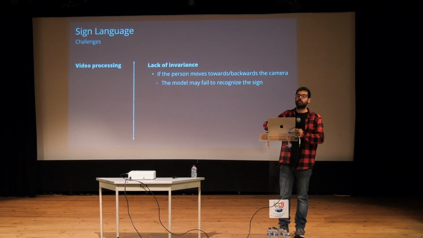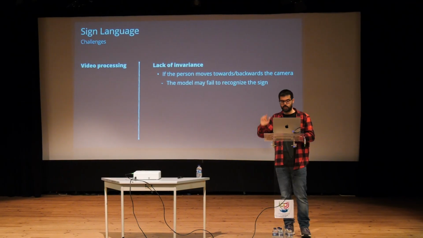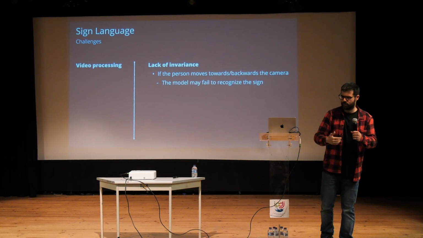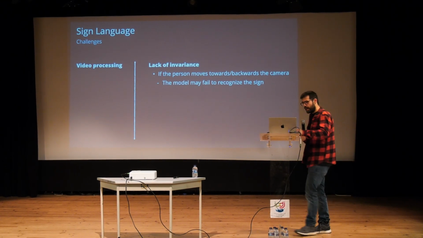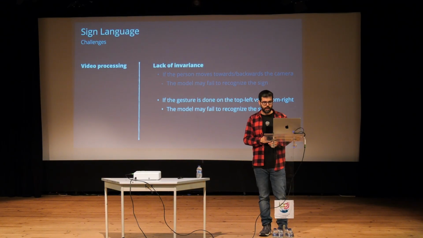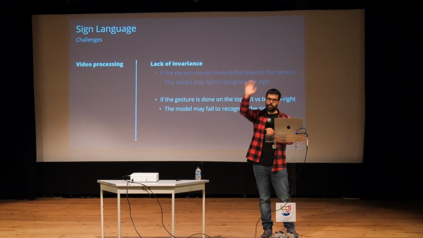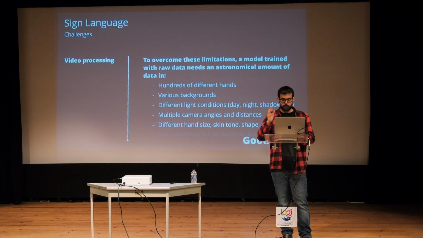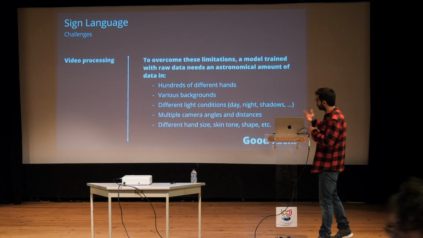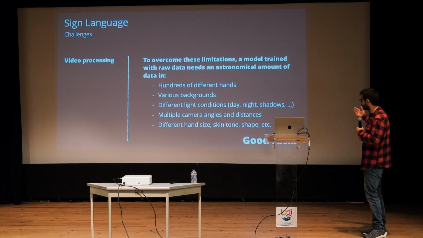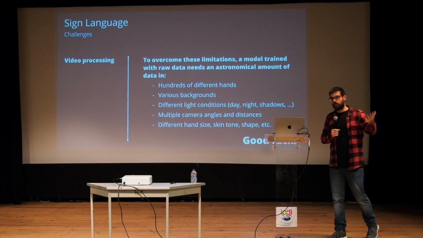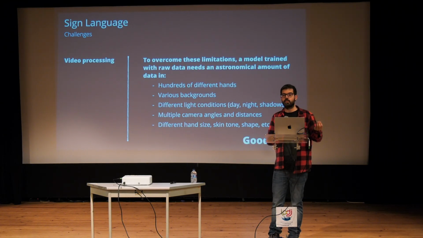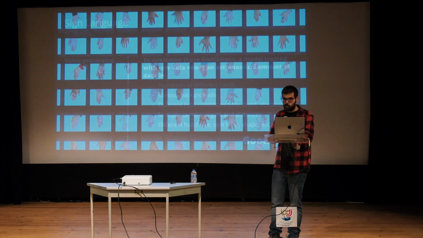Also, once again, the proximity. So if I'm making the gesture like this, it's totally different than if I'm making the gesture like this. So I'm closer to you, and it's a bit weird because I'm too close now. Come back a bit. Also, the lights will affect if I'm making the gesture here or on top. All of those things will affect the end result. So we need to have in mind that to train with images, we would need something like hundreds of different hands, different backgrounds, different light conditions, multiple camera angles, different hand size, skin tone, shape, whatever, in order to understand what a specific gesture is. So, really good luck with that.